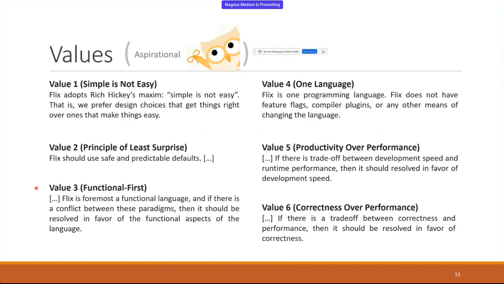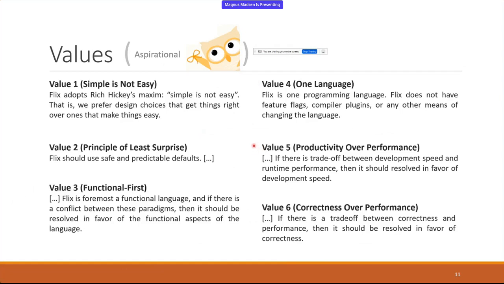And that means that Flix is at its core a functional language that has elements of imperative programming and logic programming. Now, whenever we expand on, let's say, the features of the imperative part of the language, the point is we must never sacrifice the fact that the functional part is the most important part. So this helps us when we make design decisions to see, well, if this will somehow compromise the functional design, then we shouldn't do it. Another value we have is that Flix should be one language. So that means there should be no compiler options, no compiler flags, no compiler plugins, nothing like this. There's always just one language, and we have to design it as best we can.